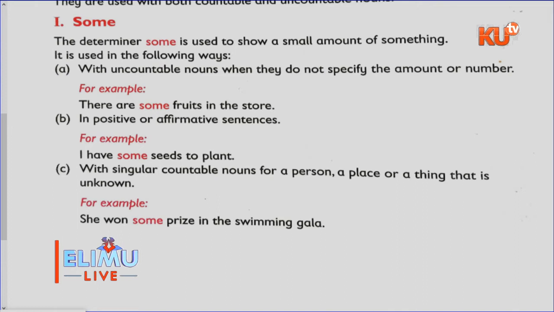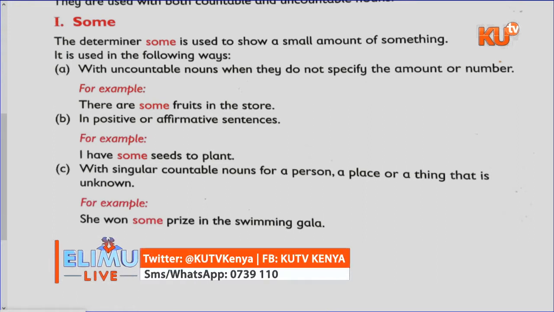Some fruits. So some tells you that the fruits are not specified. Maybe the person has not counted to know the specific number. Second, in positive or affirmative sentences, for example, I have some seeds to plant. It is positive. It is not negative.